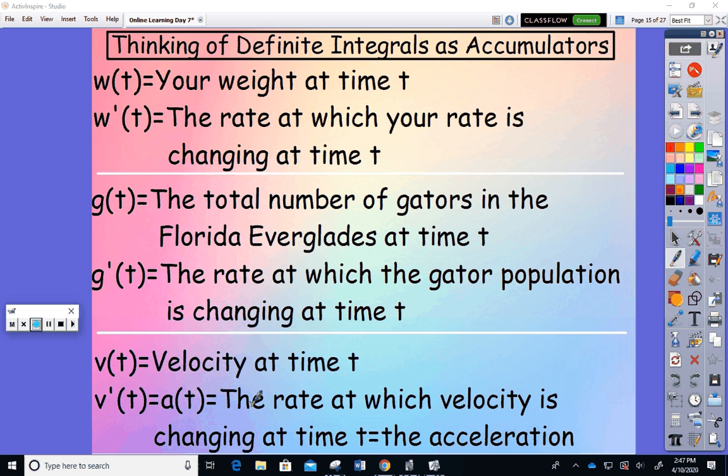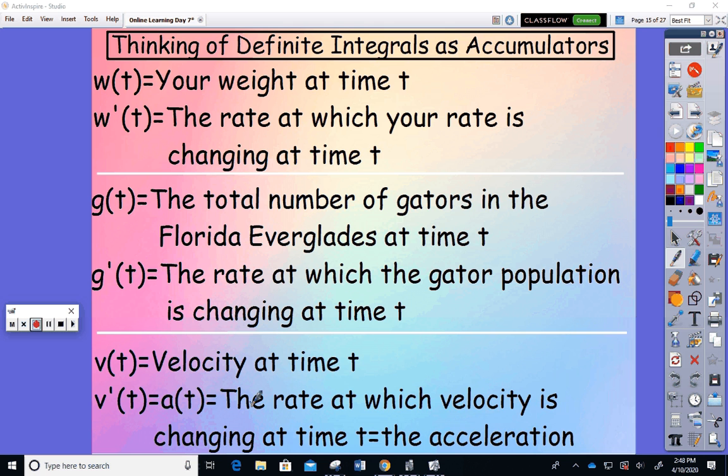All right, guys. So now we're going to think about the integral as being an accumulator. This is a very important concept. So we are used to being given a function and being able to interpret its derivative. So if I told you that W of t represents your weight at time t, if you're trying to gain weight for wrestling or lose weight to look better at the prom or whatever it is, then your weight will be changing. And so W prime of t represents the rate at which your weight is changing at time t. It's the instantaneous rate of change.